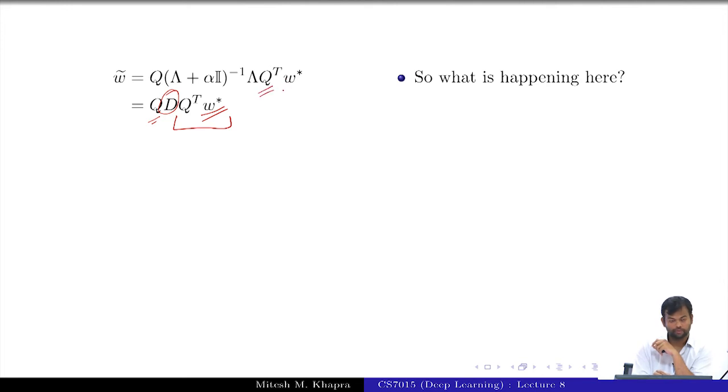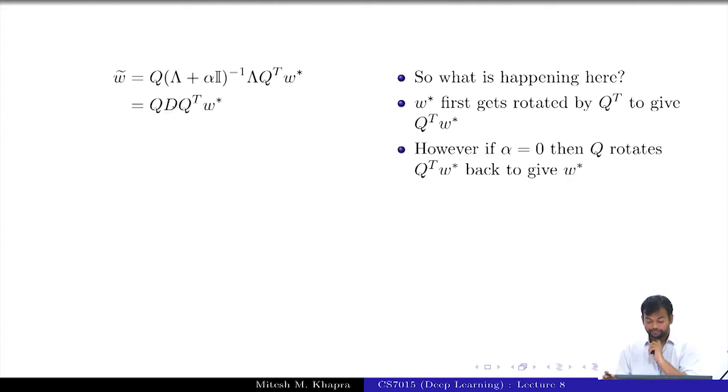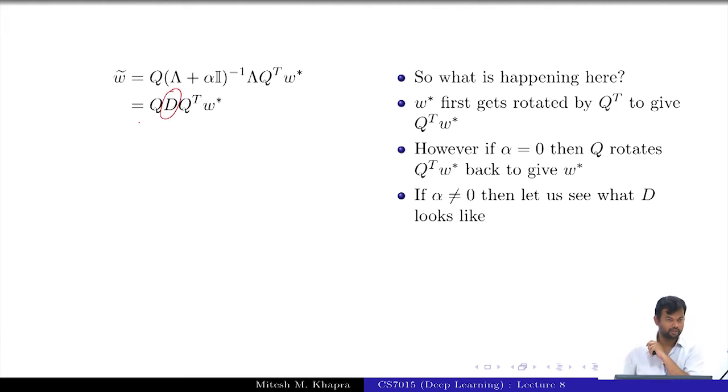Q transpose would rotate it by something, and then Q would rotate it back. Right? That means you will end up getting the same solution. Okay, if alpha is equal to 0, we understand. Now if alpha is not equal to 0, first let's see what this matrix looks like.